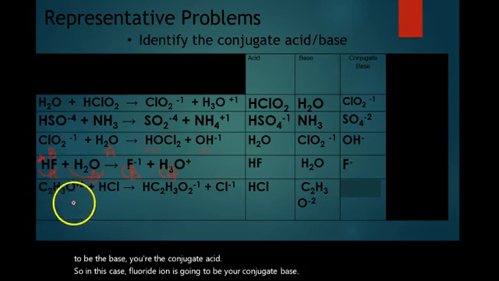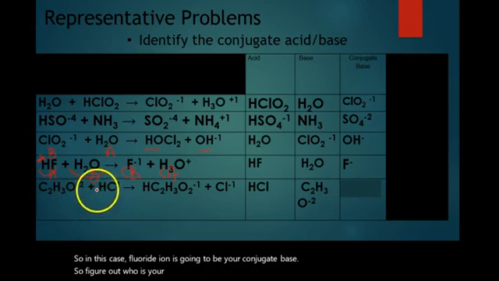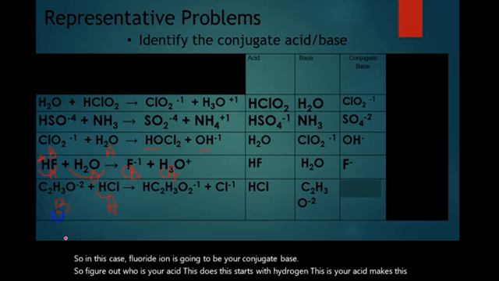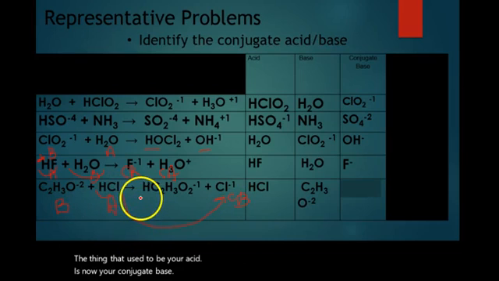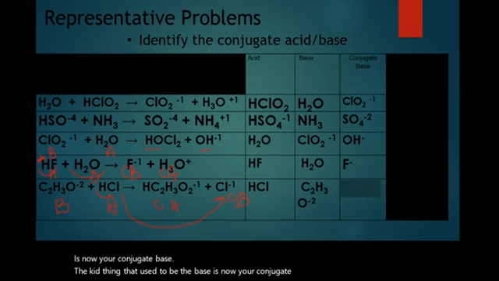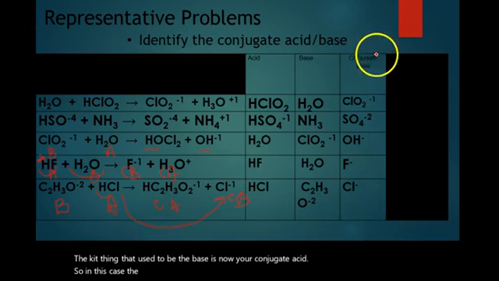So figure out who is your acid. This starts with hydrogen. This is your acid. Makes this your base. The thing that used to be your acid is now your conjugate base. The thing that used to be the base is now your conjugate acid. So in this case, the Cl is your conjugate base.